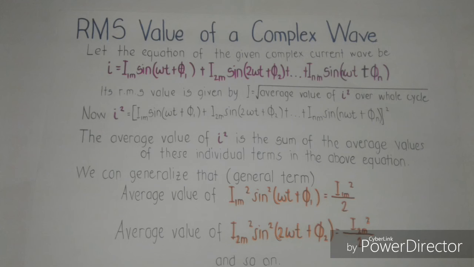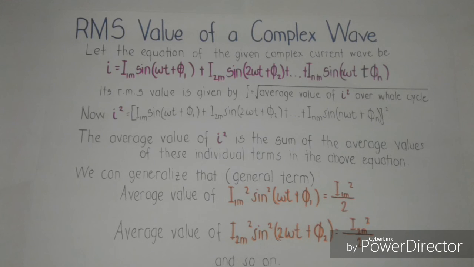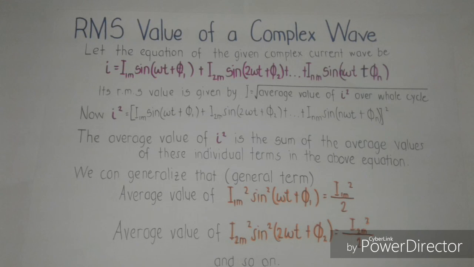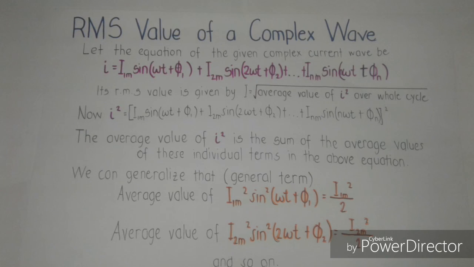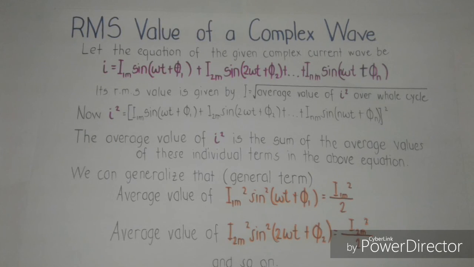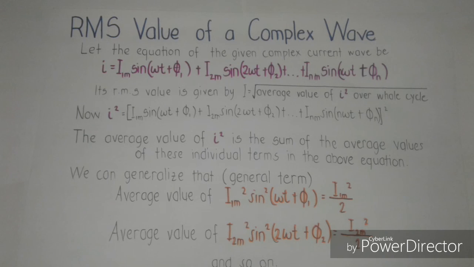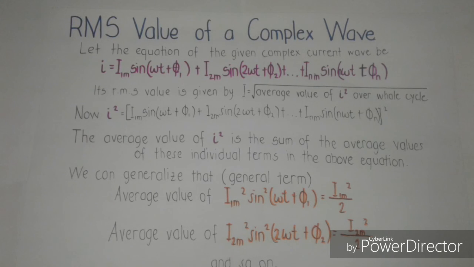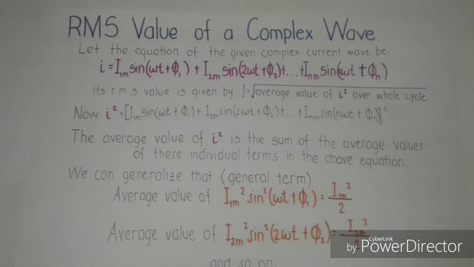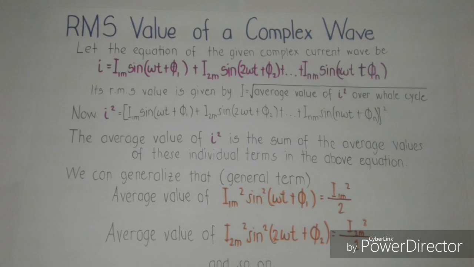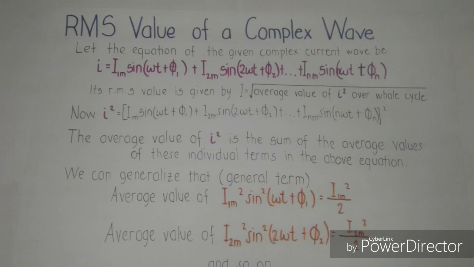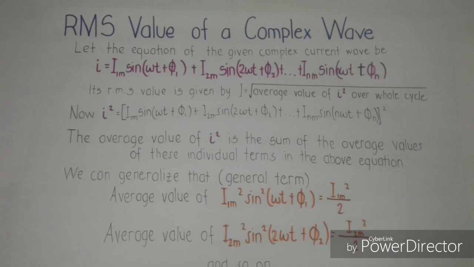RMS value of a complex wave. Let the equation of the given complex current wave be current i equals I sub 1m sine quantity omega t plus theta sub 1 plus I sub 2m sine times the quantity 2 omega t plus theta sub 2, and so on. Its RMS value is given by I equals square root of average value of i squared over whole cycle.